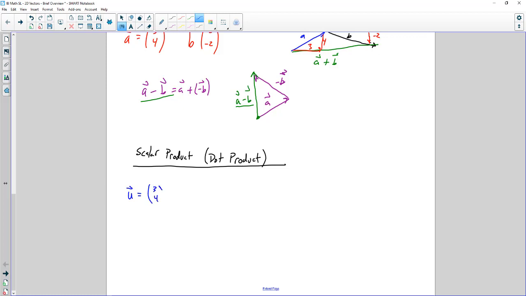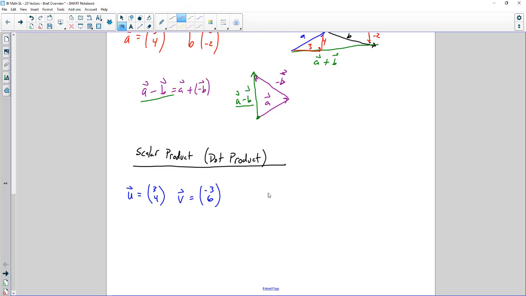Keep this the same, and then we'll have another one called v, and we'll just make these numbers up. This will be -3 and let's make it 6. Okay, so scalar product, very important. Scalar products, they're always equal to something.